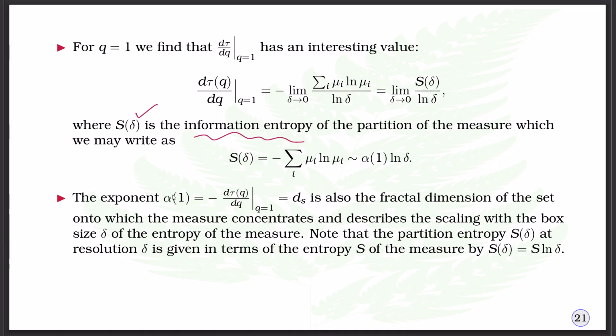That means the exponent alpha of 1 we are reaching is minus d by dq of tau where q equal to 1. This DS is also the fractal dimension of the set onto which the measure concentrates, and describes the scaling with the box sizes delta of the entropy of the measure. Note that the partition entropy at the resolution delta is given in terms of the entropy S of the measure by S of delta equal to S ln delta.